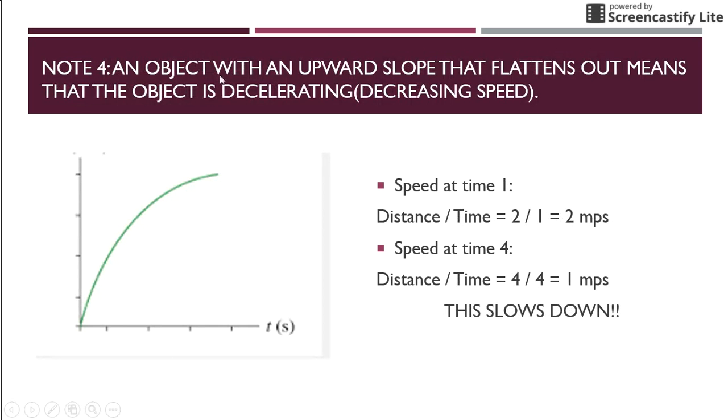Note 4. An object with an upward slope that flattens out means that the object is decelerating, or decreasing in speed. So I can take the speeds again. I know my speed at time 1 is that it went 2 meters. So its distance divided by time, 2 divided by 1, was 2 meters per second here. And if I go all the way to time 4, its distance at time 4 was 4. So its speed, distance divided by time, was 4 divided by 4, which equals 1 meter per second. So this shows it's slowing down.